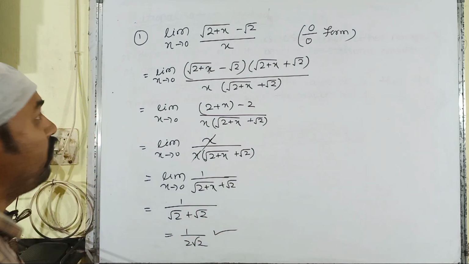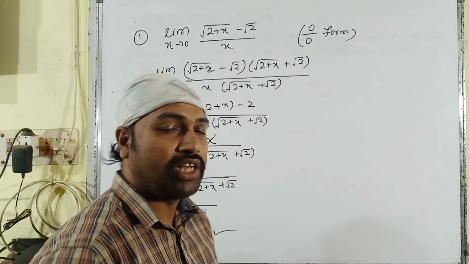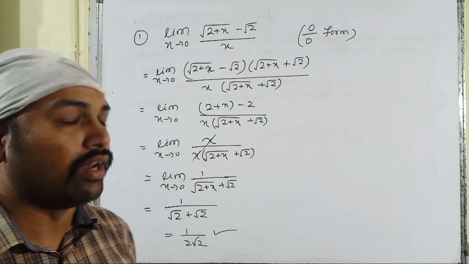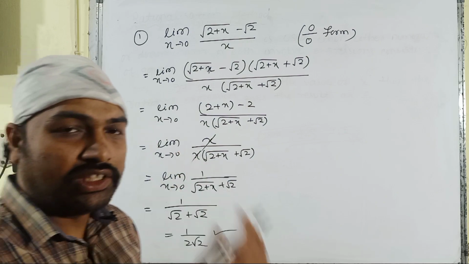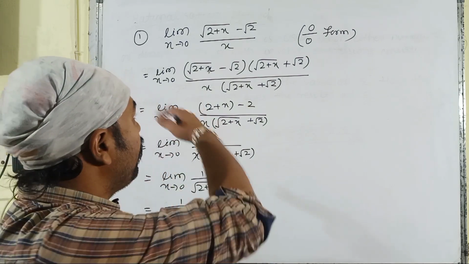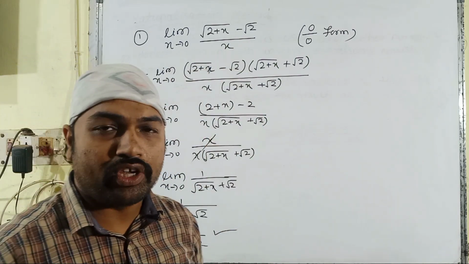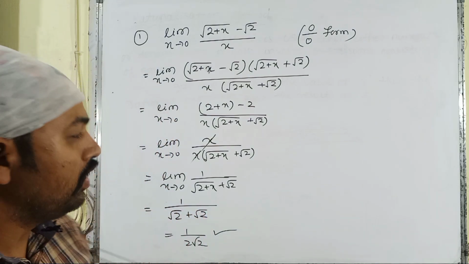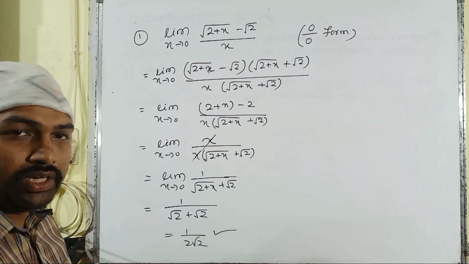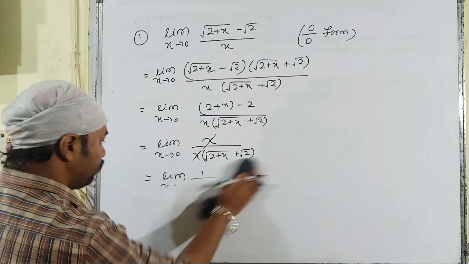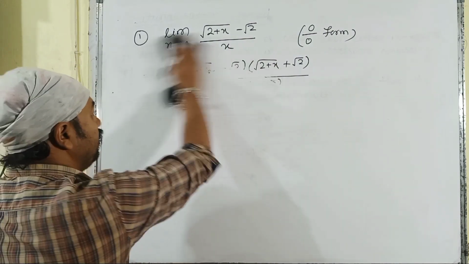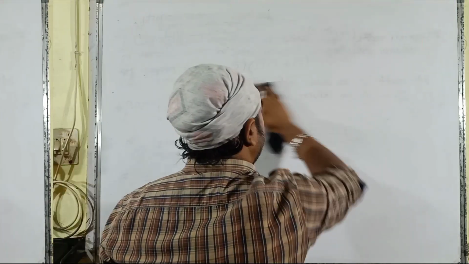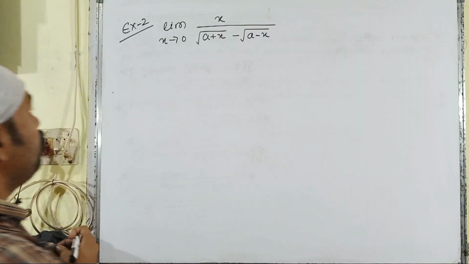So here is the answer for problem number 1. We used the rationalization method to solve this type of limit, where the numerator contains the square root and putting x equal to 0 gives 0 by 0, the indeterminate form. Now let us move to problem number 2.